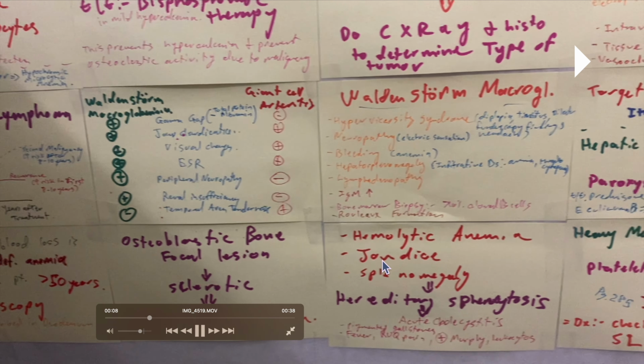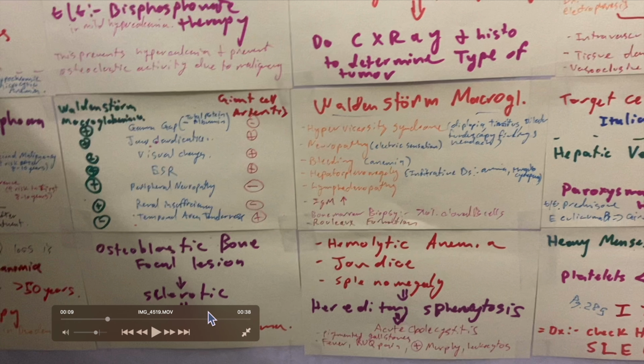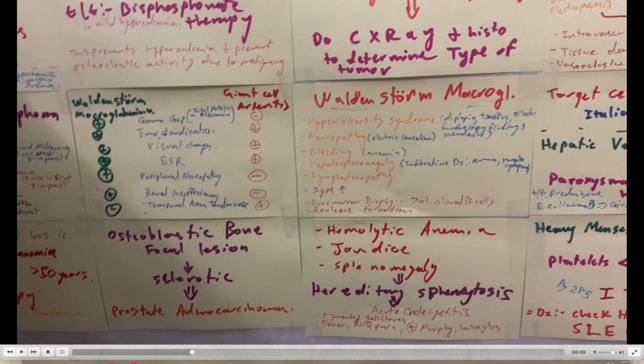Oh, let's see. Okay, that's better. Hemolytic anemia, jaundice, splenomegaly leads to hereditary spherocytosis, acute cholecystitis, pigment. Let me make this smaller so it might be better for you to see it. Okay.